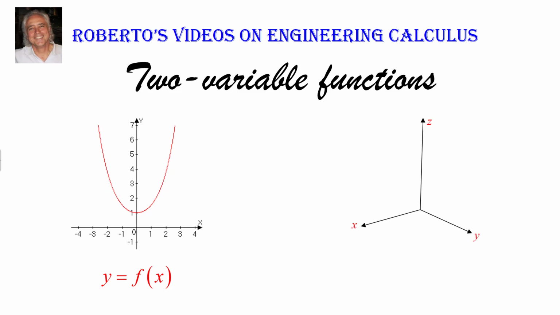Well, if we have two inputs, that means we're going to be playing with three variables, an x, a y, and a z variable. So we can visualize that as a three-dimensional setup. So we're going to be using the x and y's as our input and the z as the output. So we come up with something that looks like z equal f of x and y. Well, we're going to have to see what that means.